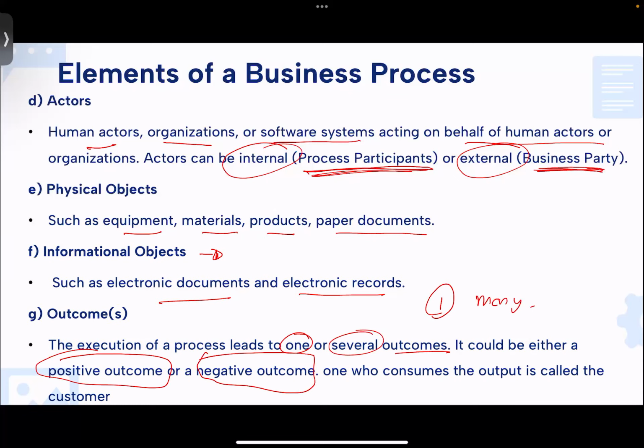If it is positive, we can say that we have achieved the goals and objectives of the particular process, or else we have created value for our customer. If it is a negative outcome, we have not achieved our goals and objectives, and we don't create value for the customer as the customer intended, or we are not able to satisfy the customer. So outcomes are of two types: positive outcomes and negative outcomes. The person who consumes the output is known as the customer.